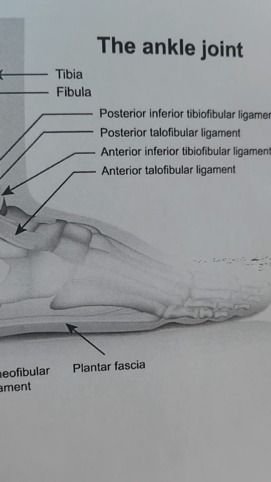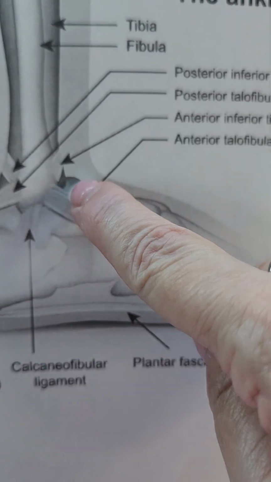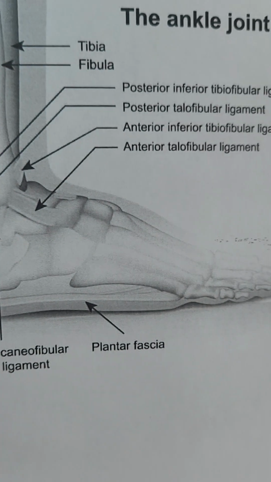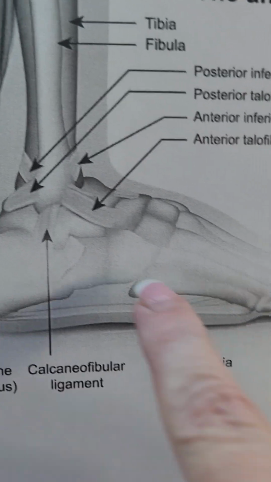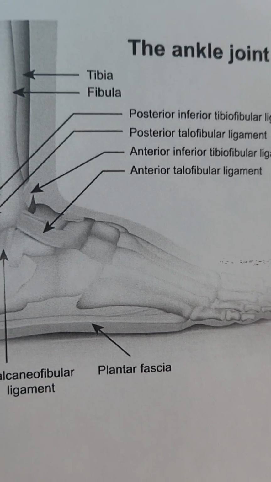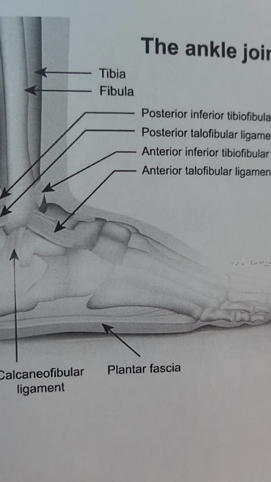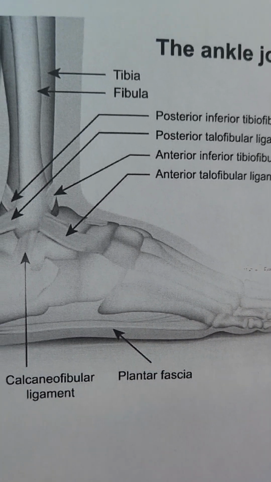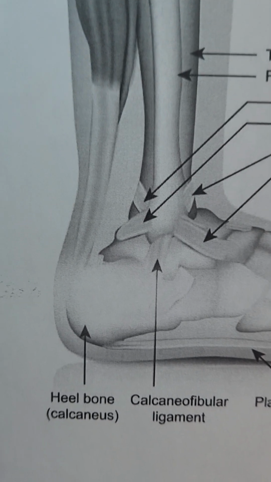Anterior inferior tibiofibular ligament, right here in the front. Also anterior talofibular ligament, right here. Anytime we have something anterior, there's going to be a posterior. Anytime they say anterior, we're going to have a posterior, so we'll know which direction we need to go.